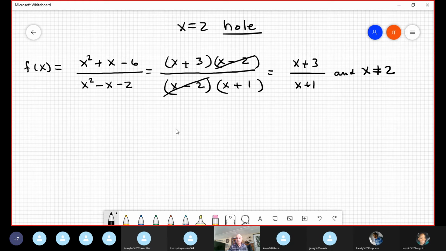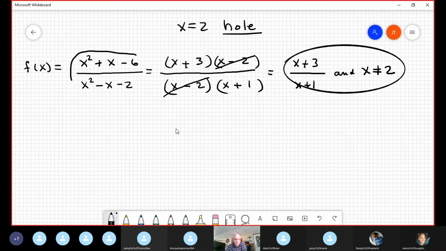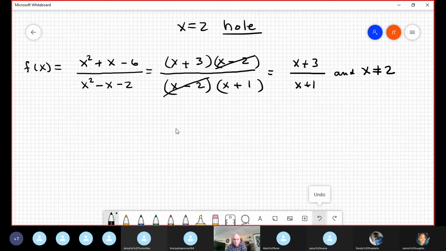Okay, do you understand this or no? Now this complete statement is equivalent 100% to this. So you include the hole. But the practical way is you do the graph of this, which is easier. And the graph of this is equivalent, except in 2 we have a hole. So we focus on this part.